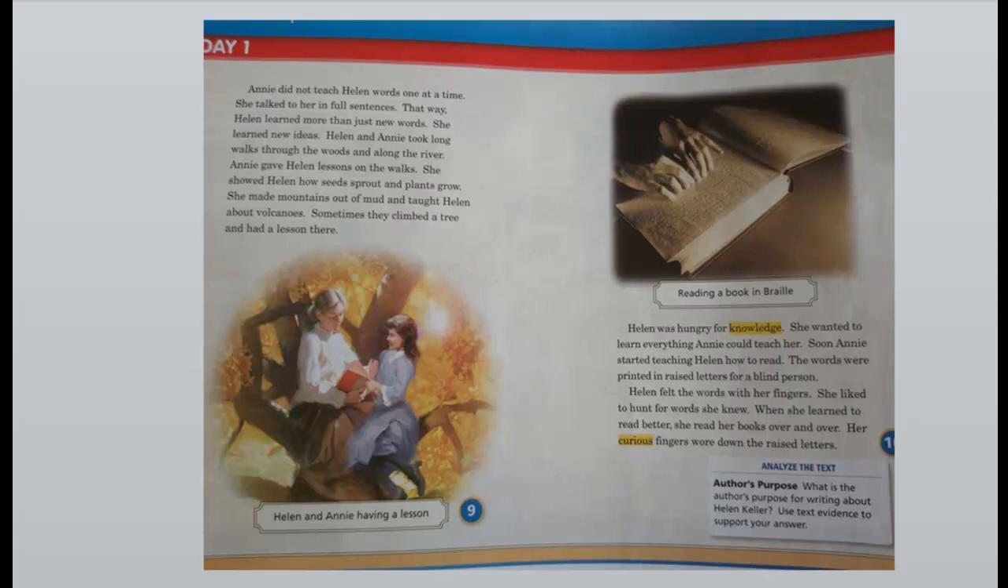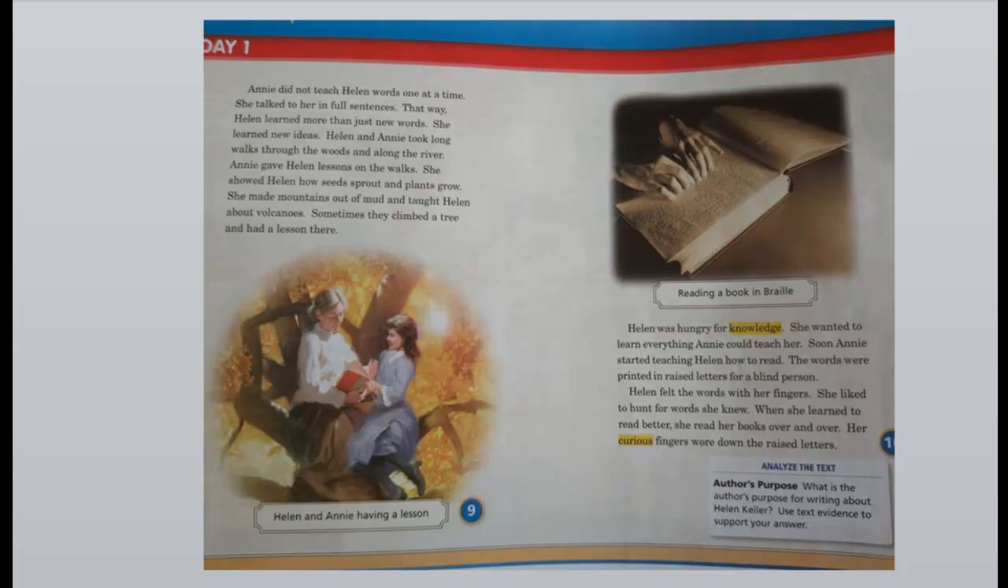Soon Annie started teaching Helen how to read. So after getting the basic knowledge of life by spelling into Annie's palm, now Annie is trying to make Helen read. So she went teaching her how to read. She wanted to learn everything Annie could teach her. Okay.